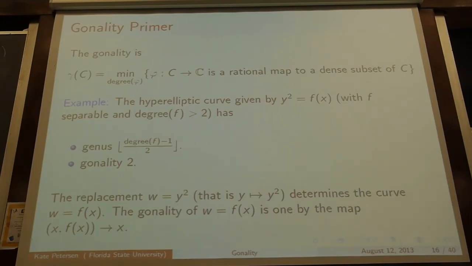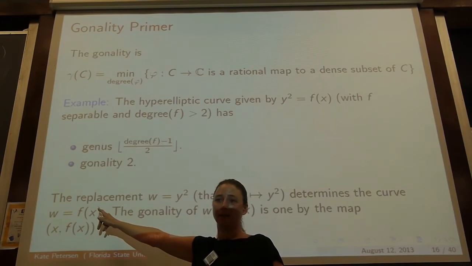But the gonality of each one of these is 2. Because I can take the equation y squared equals f of x algebraically and do the substitution w equals y squared. That corresponds to just the quadratic mapping on the y coordinate, or squaring on the y coordinate. So I have a degree 2 map between the curve given by y squared equals f of x and a curve given by w equals f of x.